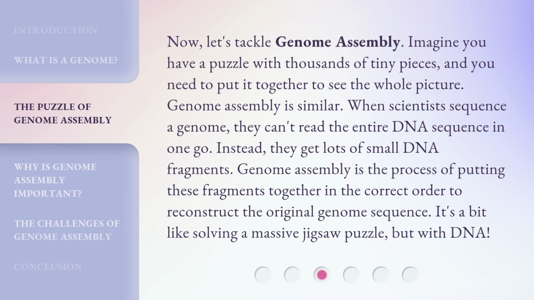Now, let's tackle genome assembly. Imagine you have a puzzle with thousands of tiny pieces, and you need to put it together to see the whole picture. Genome assembly is similar. When scientists sequence a genome, they can't read the entire DNA sequence in one go. Instead, they get lots of small DNA fragments. Genome assembly is the process of putting these fragments together in the correct order to reconstruct the original genome sequence. It's a bit like solving a massive jigsaw puzzle, but with DNA.